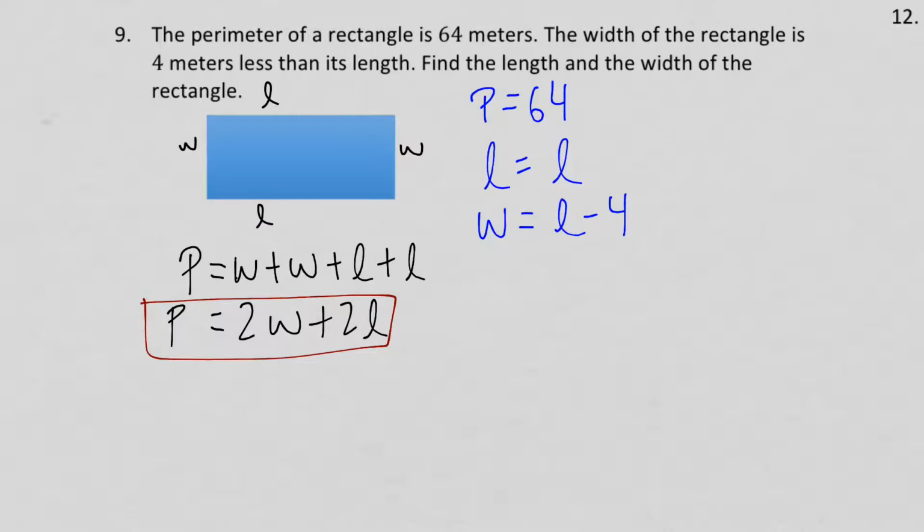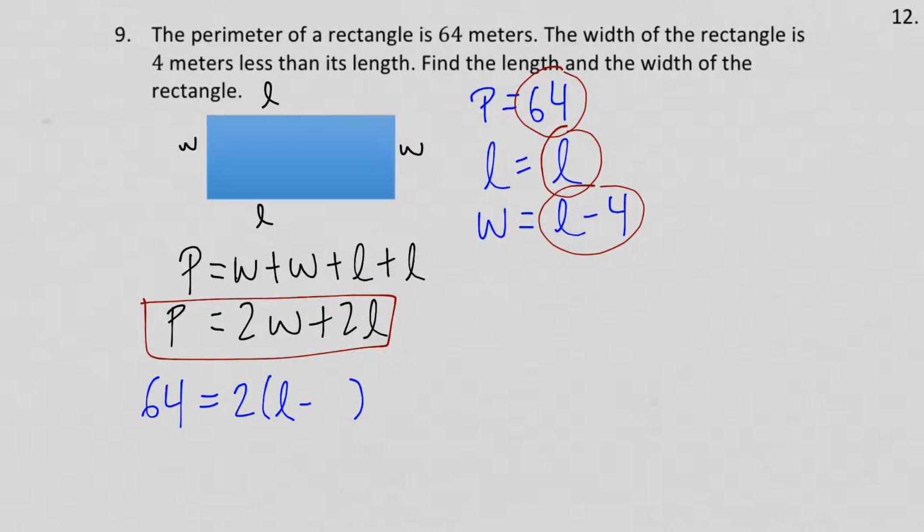Using those two, I'm going to take P also. So using P equals 64, put it right there. W is L minus 4, put it right there. And L is just L, so leave it alone. We're going to solve this equation. Where I see P, I'm going to put 64. So it's 64 equals 2 times, instead of W, I'm going to plug in L minus 4, plus 2L. L is just L, so I'm just going to write 2L. And that's going to help me solve the equation.